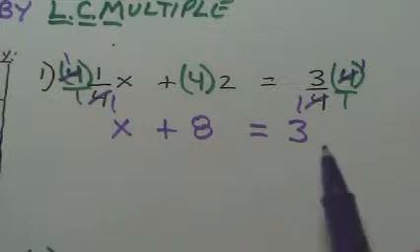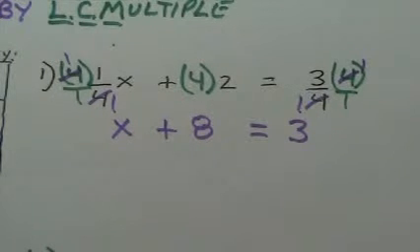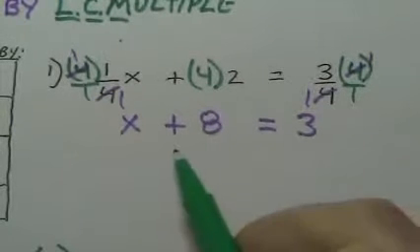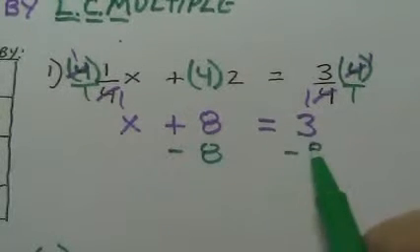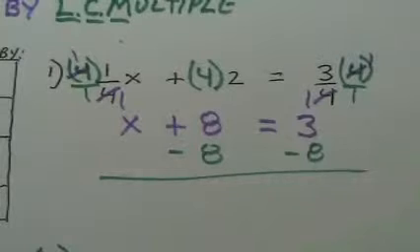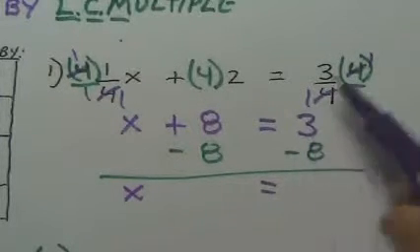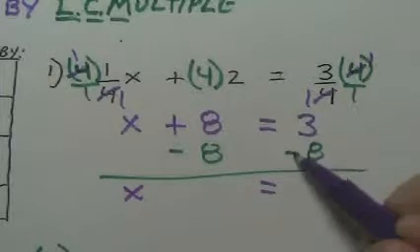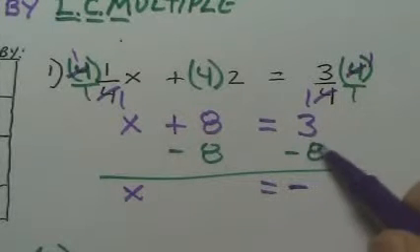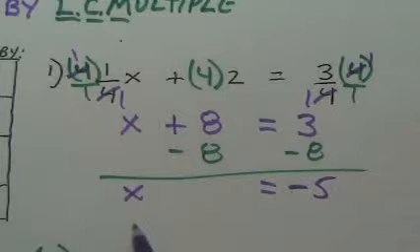So now I have a simple one-step problem. So my next step is to just subtract 8. Negative 8 and 3, they're different signs. You know there's more negative. And 8 take away 3 is 5.